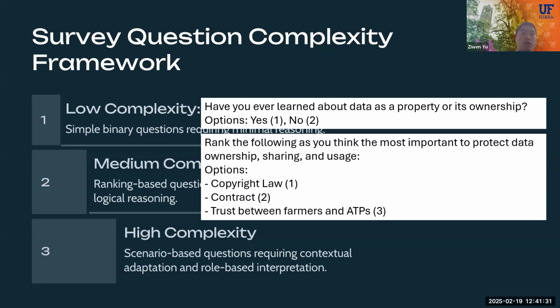And the second one is more complex. We're asking the LLM to rank the importance of protecting data ownership with the options of copyright laws, contracts, and trust between farmers and ATPs. ATP means agriculture technology providers, or the companies who are providing technology to the farmers. So we think this might need more background information or a little bit of reasoning to think about the difference between these 3 options and their relation to data ownership, sharing, and use.